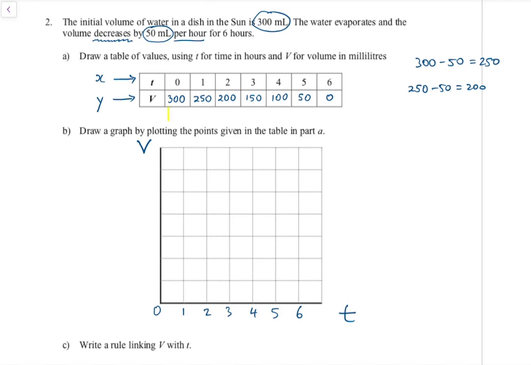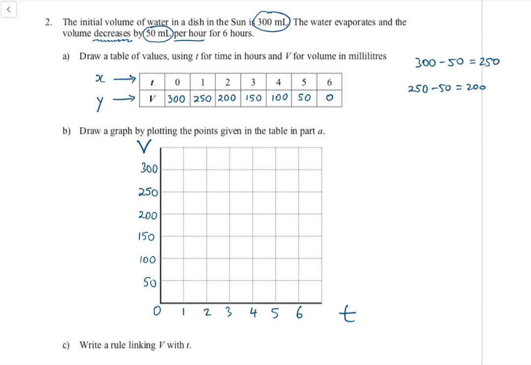Now, this is where you've got to be a little bit careful. The volume axis, the v-axis, doesn't start at 300 and go down to 0. It starts with 300 millilitres in the dish, but it doesn't start at 300. So what we need to do is recognise we're starting at 0. Next square I'll go up 50, then 100, 150, 200, 250 and 300. Each square is going to represent 50 millilitres of water. And I'm up to 300, which is good because that's how much water is in the dish when I start.